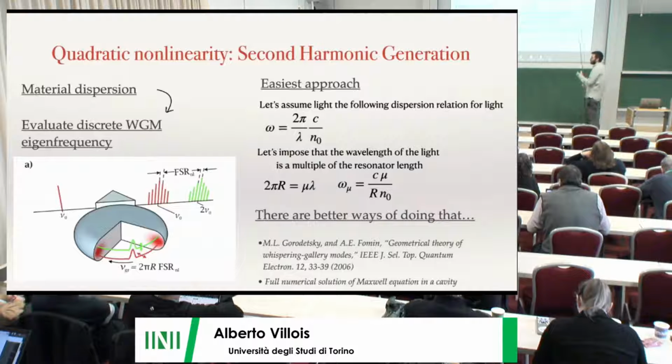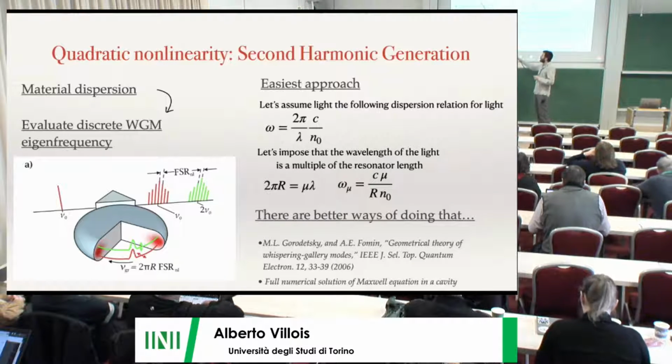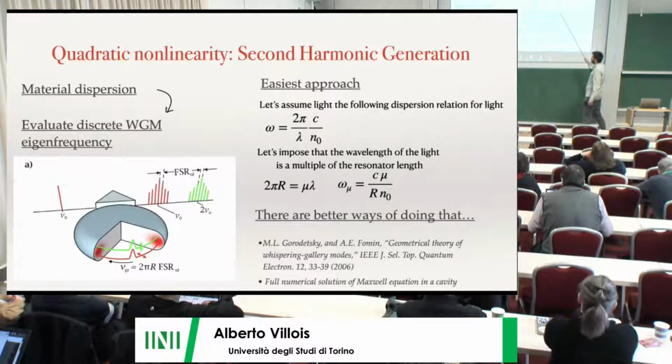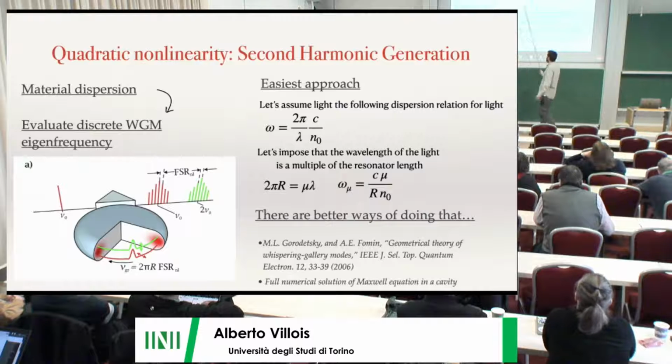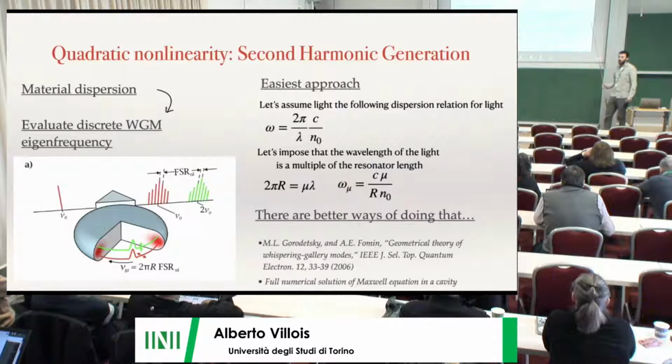So the first problem that we had to deal with when you want to model this system is how to model the dispersion relation for our material. This is a finite size system, which means I'm going to have to deal with a discrete set of eigenfrequencies. So how do I find them? Well, this is the easiest way that I can think of to identify whispering gallery mode eigenfrequencies. We just assume the simplest dispersion relation for light, and we say that the wavelength of light is just a multiple of the resonator length. Then we do simple algebra, and we have a formula for our whispering gallery mode eigenfrequency.